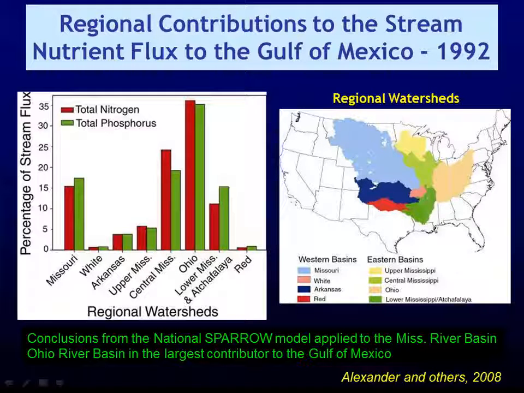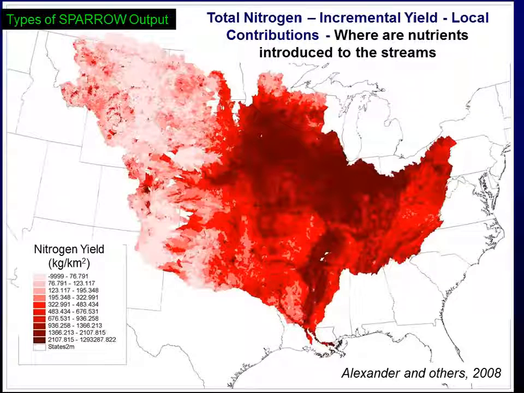We can use that kind of information to get some real general kinds of things. For the Mississippi River, we can say that the highest loads are coming in from the Ohio River, followed by the central Mississippi, and we can sort of rank that kind of thing. So nothing too wild or crazy here.